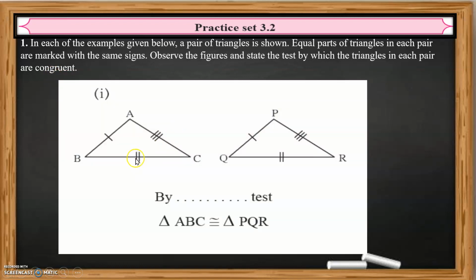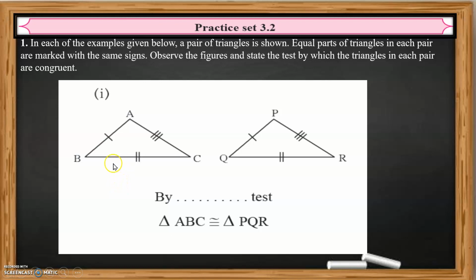This is the first question. Here we can see what they are saying: equal parts of triangles in each pair are marked with same sign. So AB is marked with a single line and PQ here is marked with a single line, which means that AB is congruent to PQ. These are the identical marks. 3 lines here and 3 lines here. This is what they mean by identical marks or same signs.